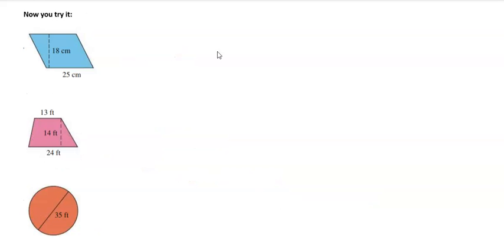Now it's your turn to try it. I've got 3 different shapes here. Pay attention to which ones they are and what the formula is going to be for each, and you may want to go back and look at your notes. So pause the video and try these and come back and see if you got them right.